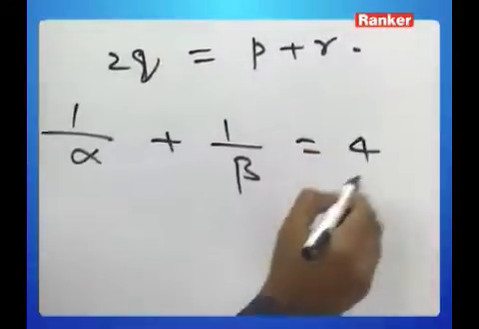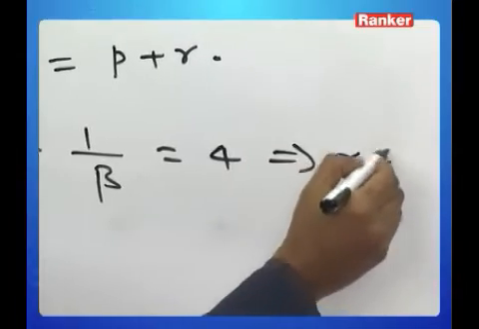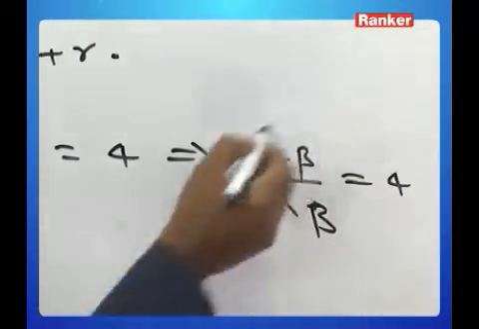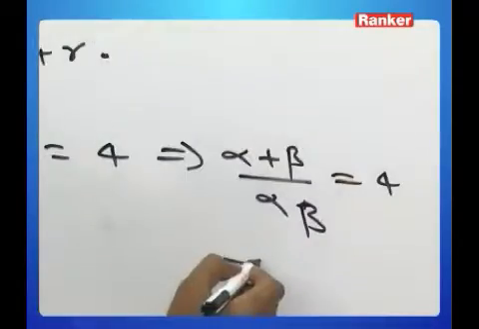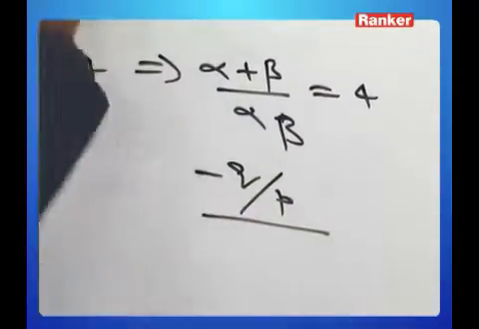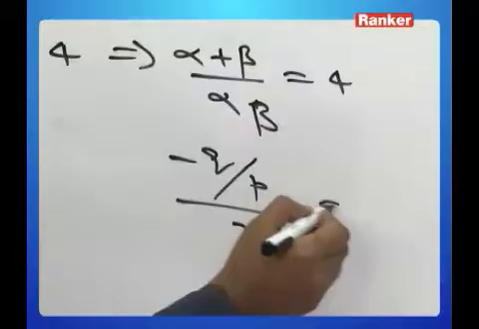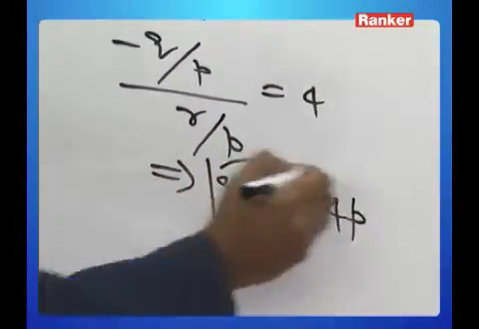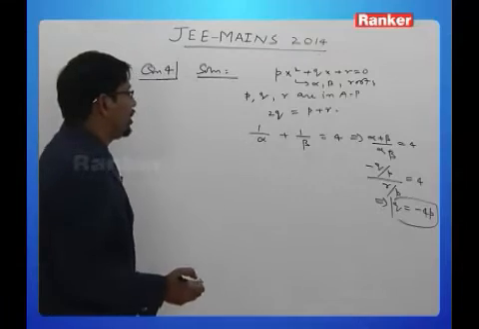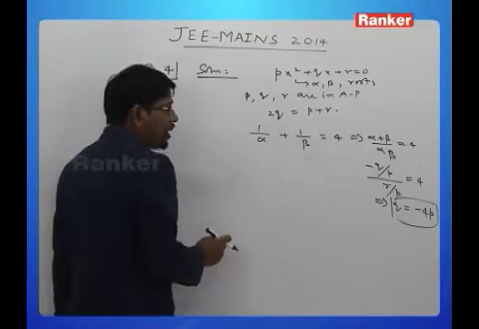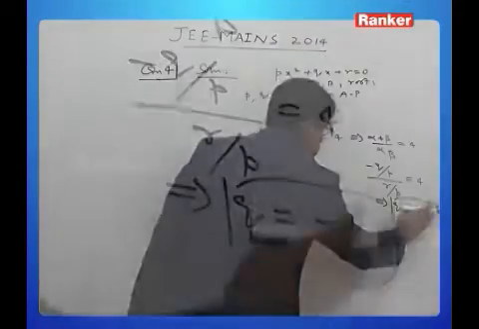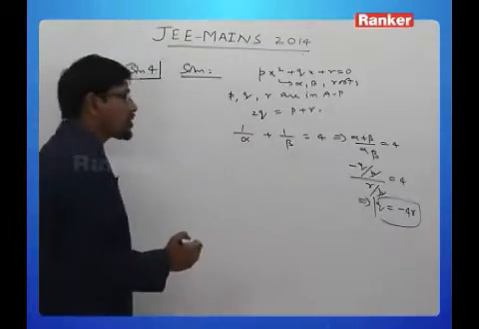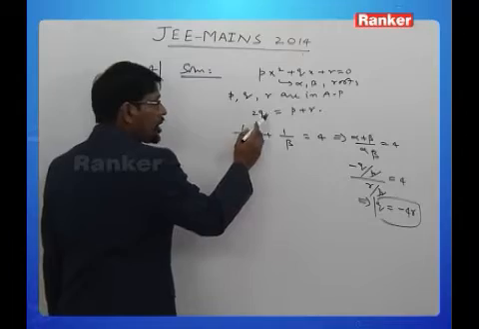So from here it implies that alpha plus beta by alpha beta is equal to 4. But what is alpha plus beta? Minus q by p. So minus q by p divided by alpha beta, that is r by p, is equal to 4 here, which implies that q has to be equal to minus 4p. So we can write q to be minus 4p, minus 4r, sorry, it should be minus 4r. P cancels and we have q is equal to minus 4r.